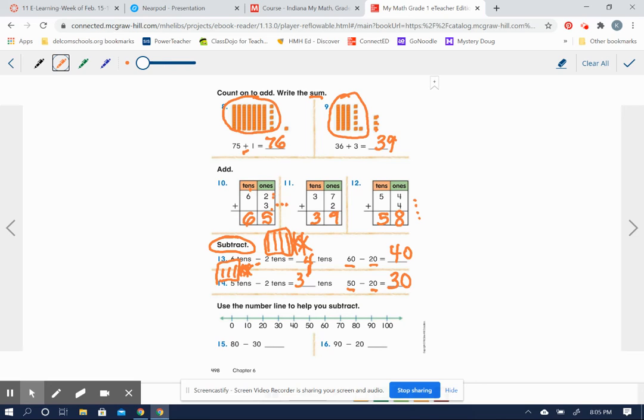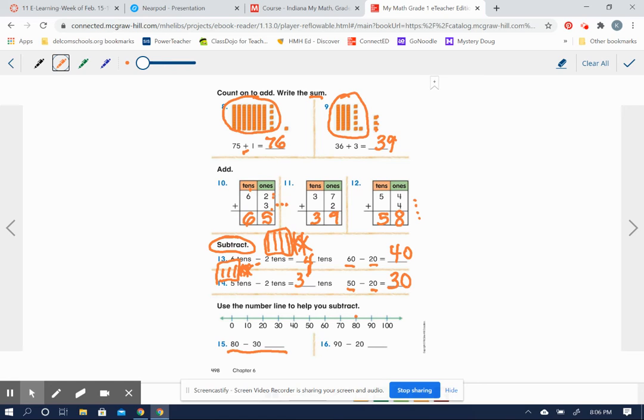All right, and then you'll remember that we can also use a number line in order to subtract. If we want to subtract 80 minus 30, where would we start on the number line? Yeah, we would start with the biggest number, wouldn't we? 80. Okay, I'm just going to put a little dot there. And then how many hops do we take back? Through 30. This is a number line counting by tens. 30 is the same as how many tens? 3 tens. So we're going to take 3 hops back.